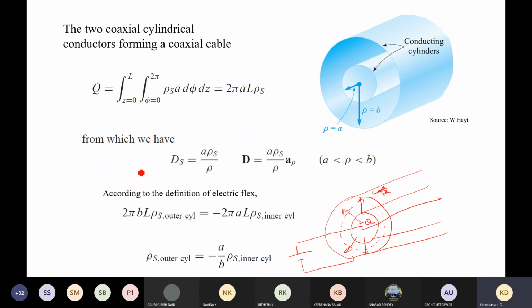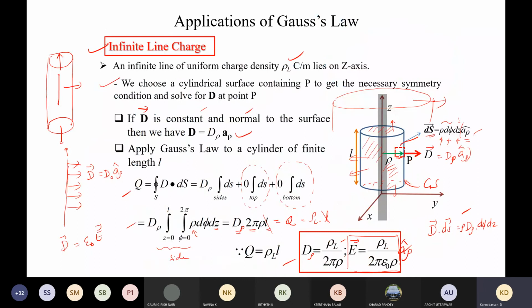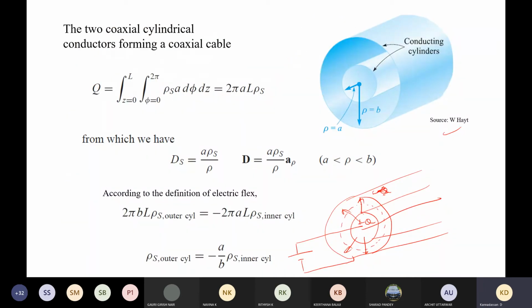I am leaving this derivation to you. It is available in Hayt's book, very nicely given, so you can study it, and it will be very similar to this. There is no big difference, but here the radius of the first cylinder and the second cylinder comes into the picture. So just go through the text and you will easily understand that.